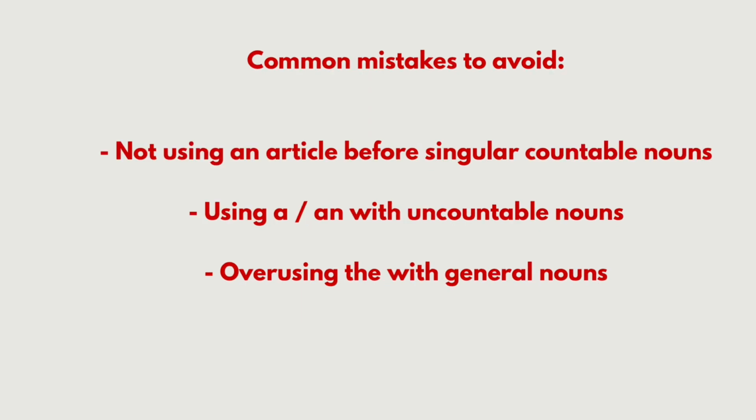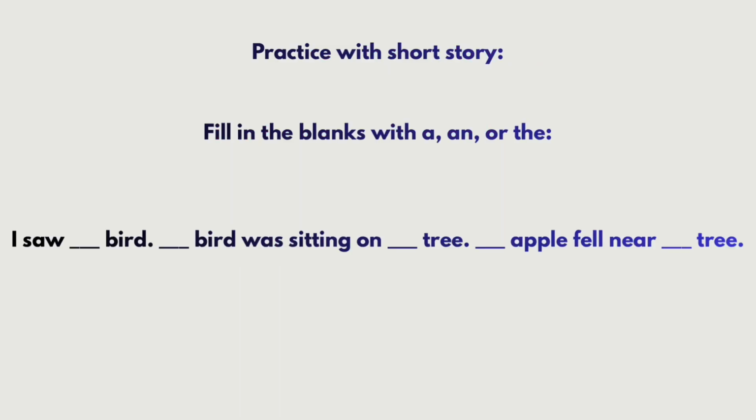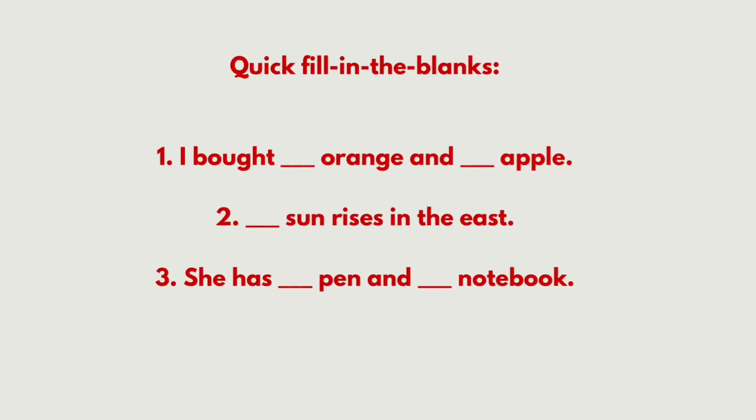We all need to avoid the common mistakes we make while using articles. Not using an article before singular countable nouns. Using a or an with uncountable nouns. Overusing the with general nouns. Here we are attaching small practice sets in the form of fill in the blanks, match the articles, and practice with a short story. And this is a chapter recap now.